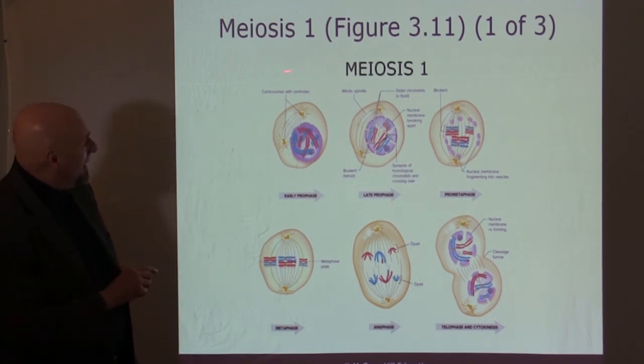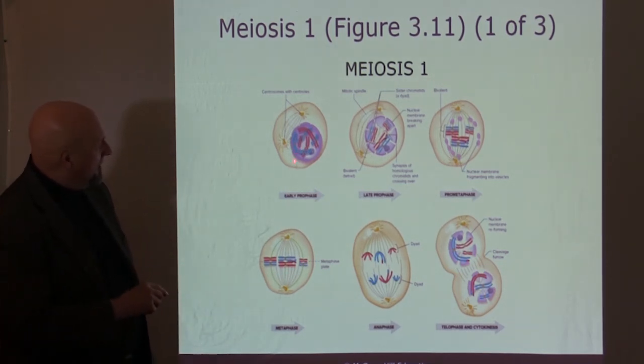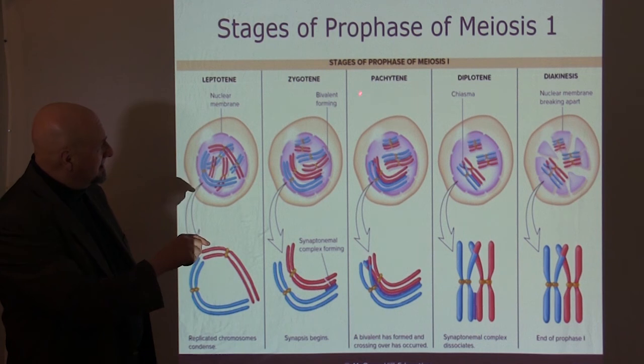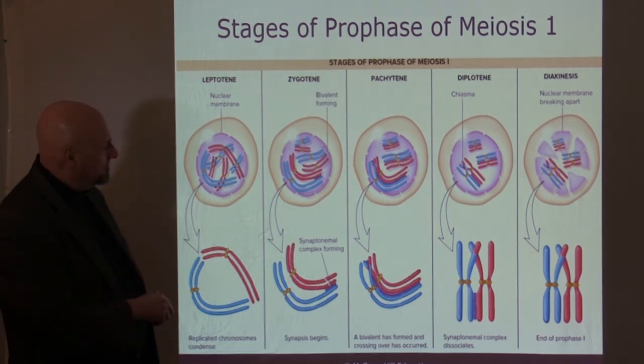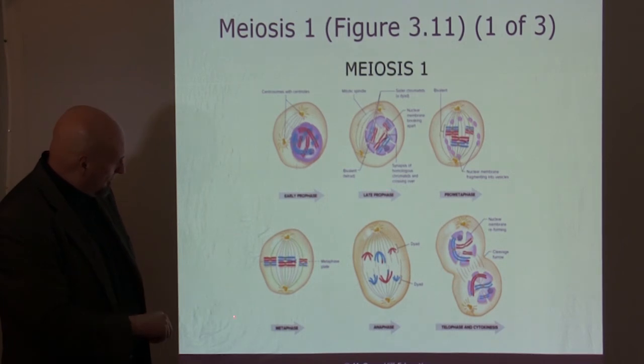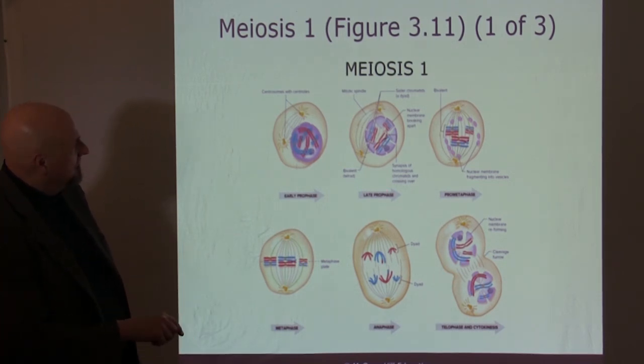So in meiosis 1, we have early prophase, late prophase, and then prometaphase. So the 5 stages that I just talked about: leptotene, zygotene, pachytene, diplotene, and then finally diakinesis, where they pull apart and you can see the actual crossover structures. And so we're going to go into metaphase, anaphase, and then telophase and cytokinesis.